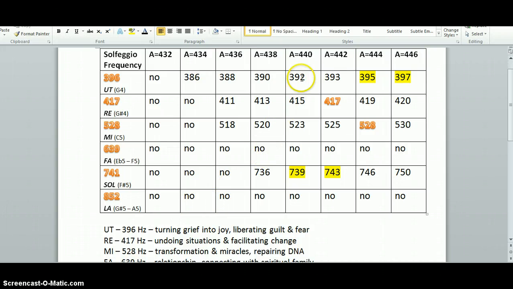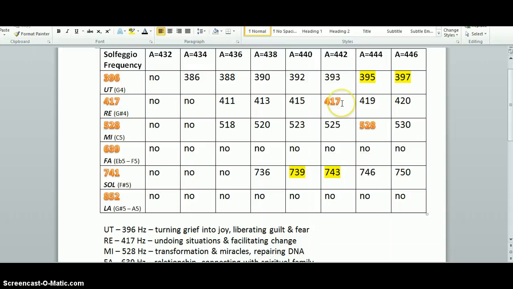Okay, so we go to our current tuning system of A440. We're getting closer. As you go down, you see that the yellow I have here shows 741 for sol is in between the A440 you see up here and the 442 tuning system. So there's your 739 and 743, and the actual pitch is somewhere in between. So it would probably fit if there was a tuning system of 441.